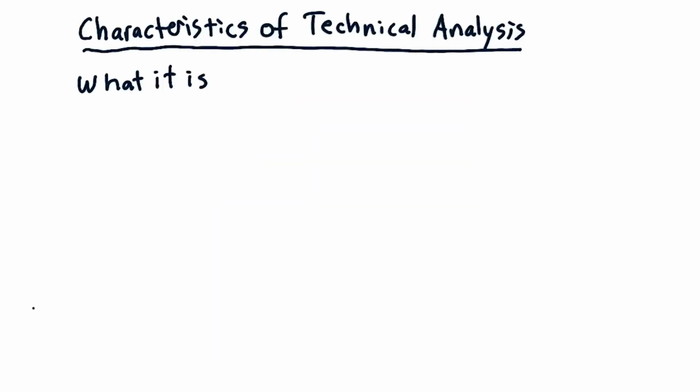Another camp is based on technical analysis. Technicians don't care about the value of a company. Instead, they look for patterns or trends in a stock's price. This lesson will focus on technical analysis. Let's start by looking at a few characteristics of technical analysis.